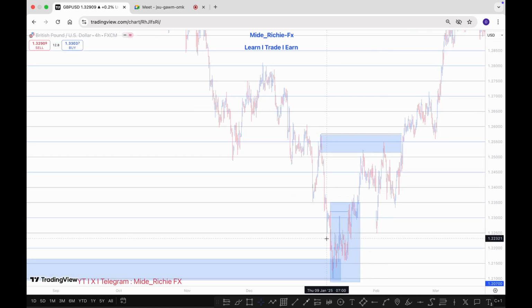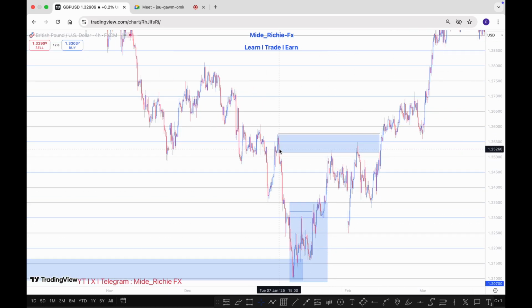So as you guys can see right here, we have the internal change of character right here. The market actually expected the supply still, and later broke it through after a whole lot of everybody.